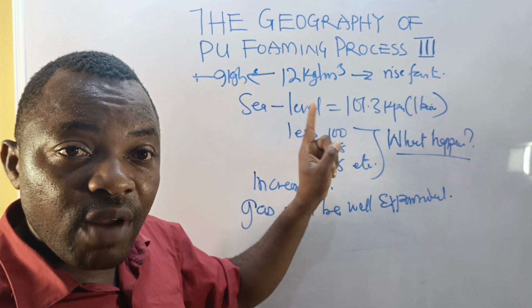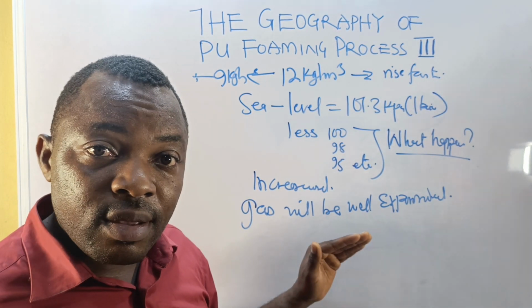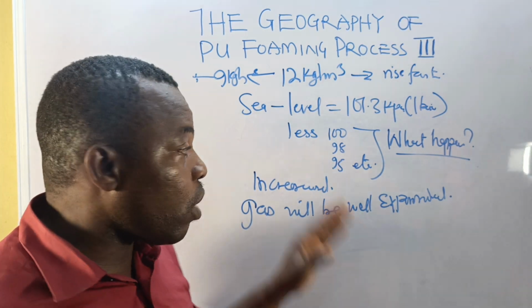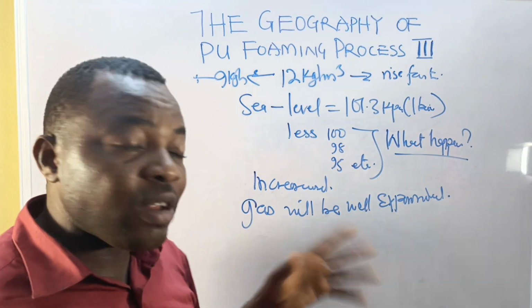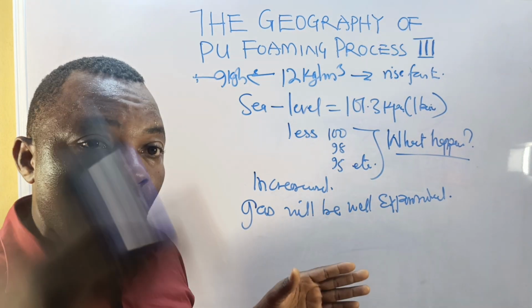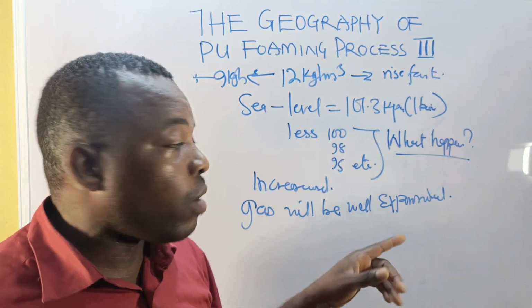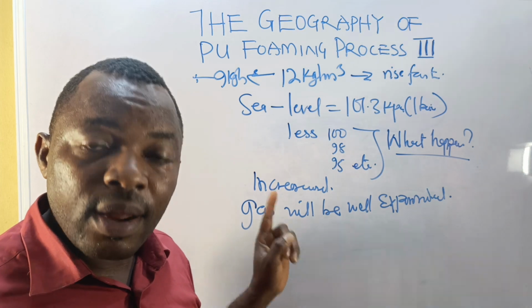You understand? It's very, very important because factory location varies from place to place, so it's not the same. And that is why I tell people, don't copy formulation. Know how to carry out PU foam formulation and how to manage the production process, because what works for you may not work for me, and what works for me may not work for you. So it all depends on the atmospheric condition, that is the altitude of your factory location.